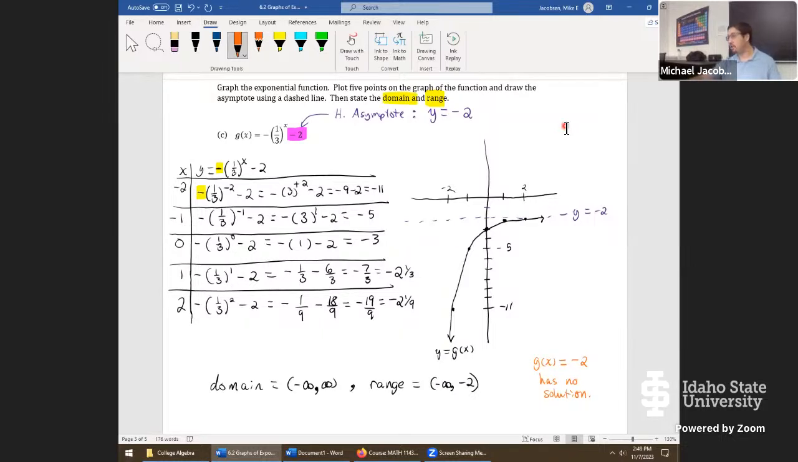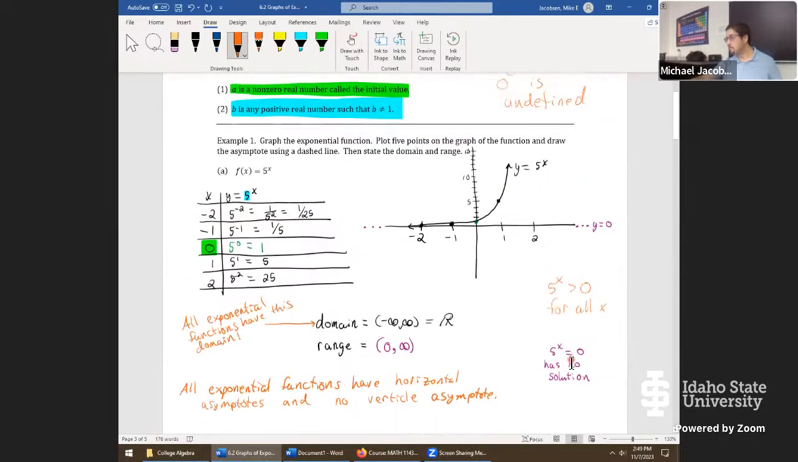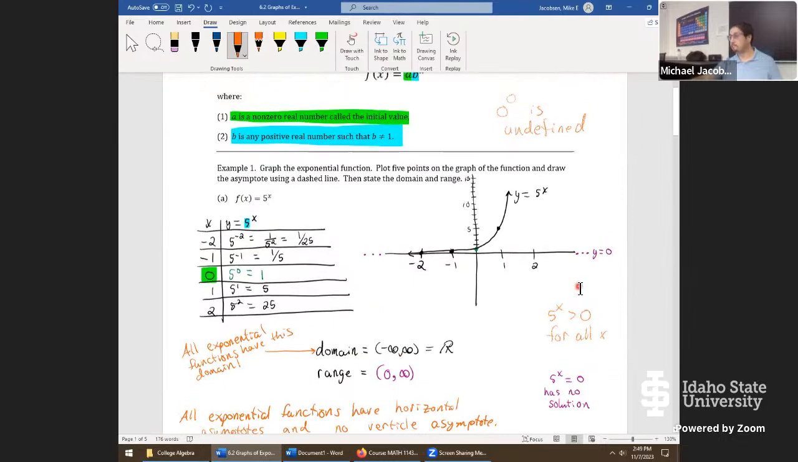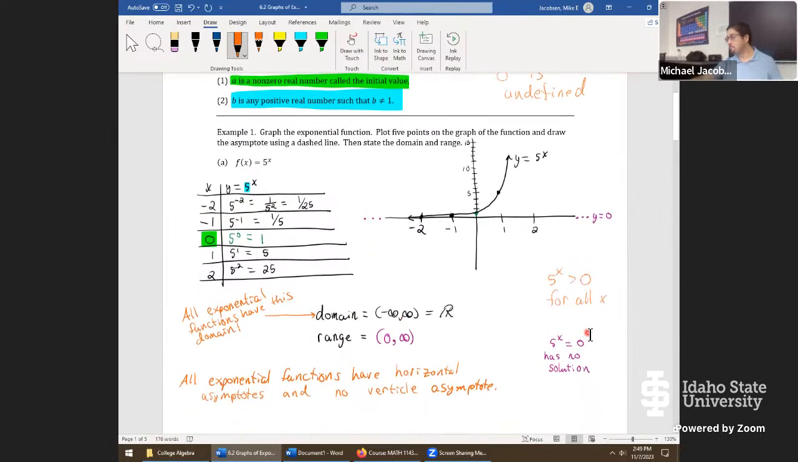Any questions at all on the conclusions here? Okay, well, yeah, go ahead. So with g of x equals -2 having no solution, that's similar to what you have on the first example where it says like 5 to the x is less than zero, or sorry, greater than zero. Exactly, yes. For all x. So is that basically along the same line?